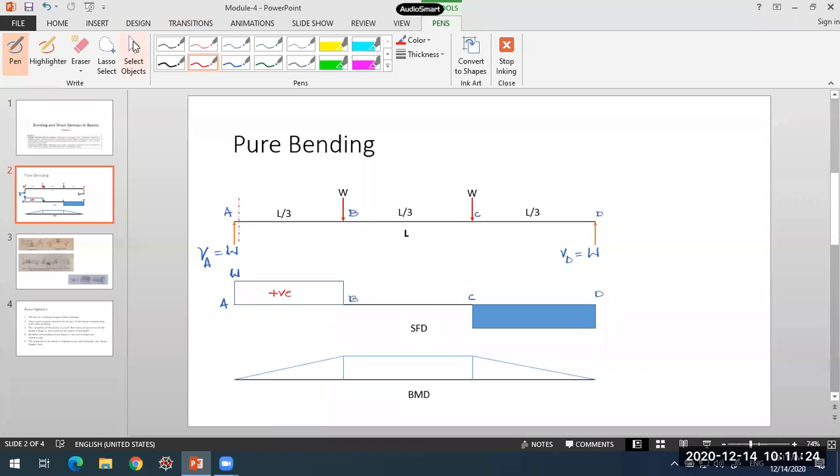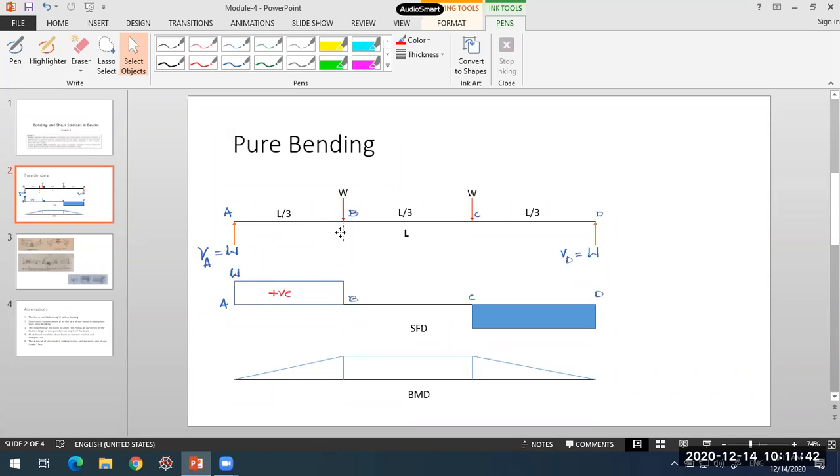Now from point A to B, the shear force will remain constant. Anywhere you take this section between A and B, what you'll come across is that the sum of forces to the left side of the section will remain VA only, which is equal to W. So it will remain constant.